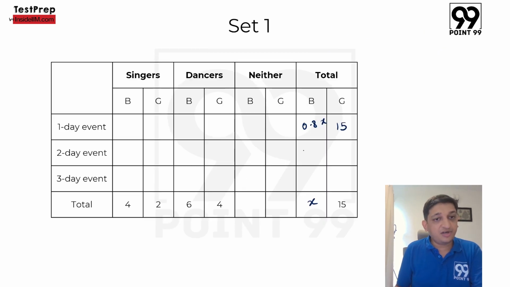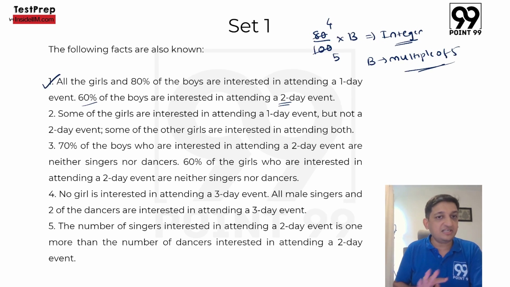अब 60% of the boys are interested in attending a 2 day event, मतलब 0.x बच जाएगा यहाँ. तो जो बीच पे 0.2x बचा ना, that will basically be the number of boys who are interested in attending only a 1 day event, but they are not very keen on attending a 2 day. तो यहाँ पे first point has been done complete.